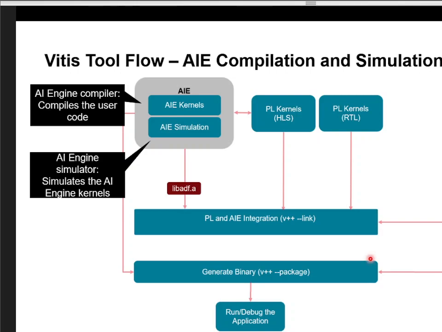The AI engine tools are used to compile the AI engines, and also to simulate this design. The AI engine compiler compiles the user code into a graph, as we mentioned. That will be an lib.adf.a file, which describes how the AI engines and programmable logic kernels will be connected together. It also calls the underlying kernel compiler to compile our code, which will be running on the AI engine. So each AI engine has its own compiled code. And to simulate this, we can use the AI engine simulation tool, so we are able to simulate each AI engine separately.